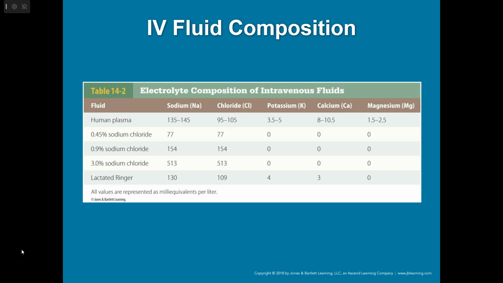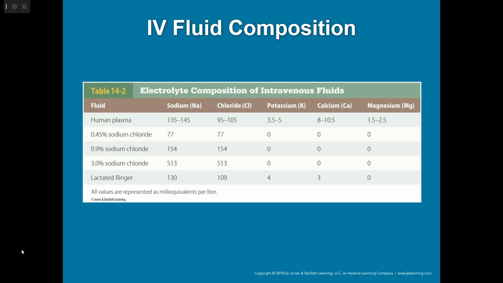The human plasma. So this 14-2 table here shows typical electrolyte concentrations in the blood and then in these typical IV fluids that we give. So if you look at it, 0.9% sodium chloride. That's normal saline. That's kind of our go-to a lot of times. It's only got sodium and chloride in it. Doesn't have any potassium, any calcium, any magnesium. So it's not going to replenish any of that stuff.